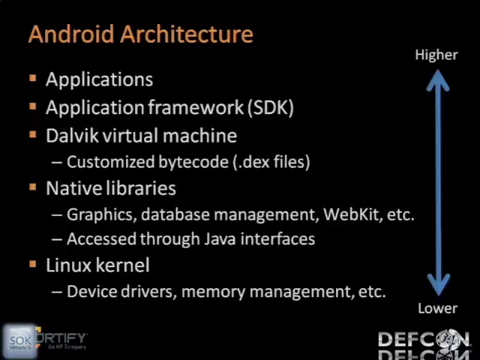So Android is built on top of Linux kernel. So basically, it provides things like device drivers and memory management. On top of the kernel, we have some native libraries written in C and C++, and they provide things like graphics and database management and browser engine WebKit, for example. These can be accessed via Java interfaces. On top of the native libraries, there's a modified virtual machine, which is called Dalvik virtual machine, which runs .dex rather than .class files.